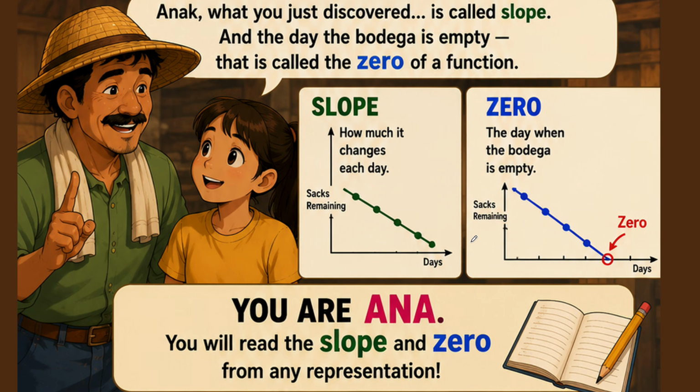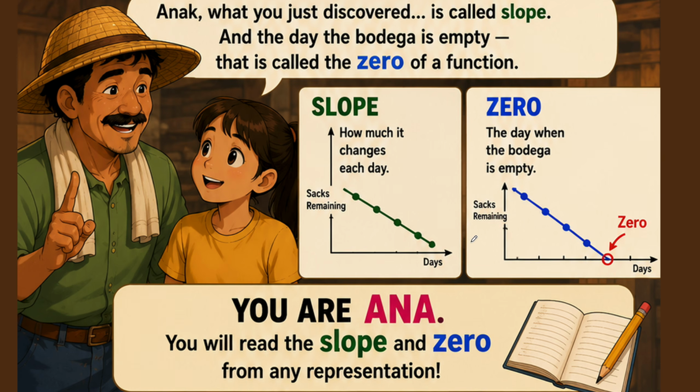So, sabi ni Mang Tomas, "Anak, what you just discovered is called slope." Wow, alam ni Mang Tomas yung slope, no? And the day the bodega is empty, that is called the zero of a function. Okay? So ano yung na-observe ni Ana? Yung 25. Yun daw is slope. At yung araw na magiging empty daw yung bodega, yun daw ay zero of a function.